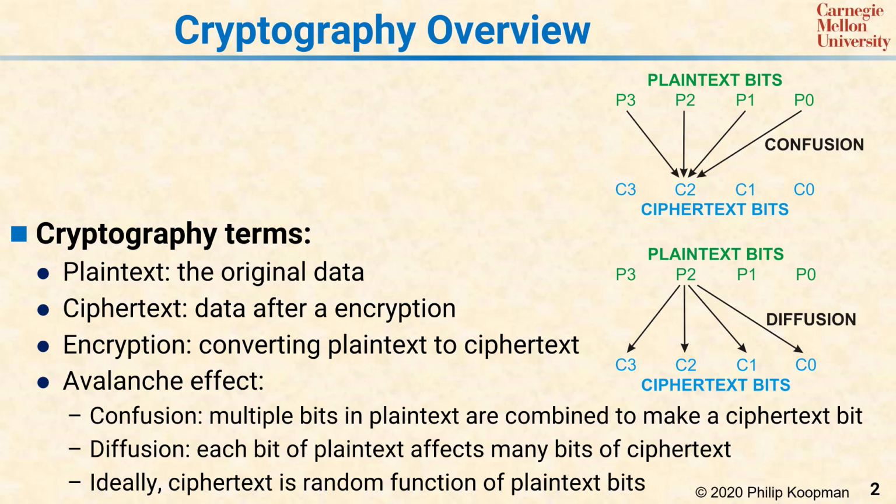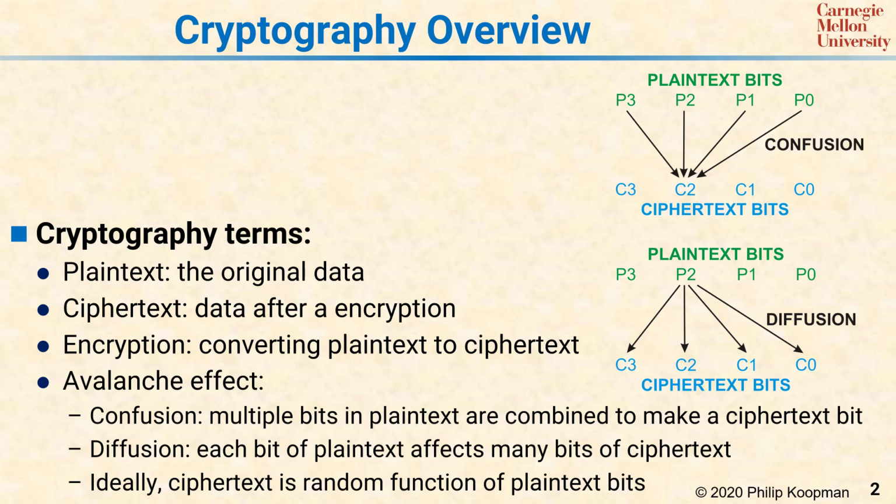What this amounts to is that the ciphertext is a random function of the plaintext bits. In other words, good encryption looks like a random number generator that takes all the input plaintext bits in, produces a pseudorandom number as an output in the form of ciphertext, and unless you know some secret, you're not able to reverse the process to get from ciphertext back to plaintext.